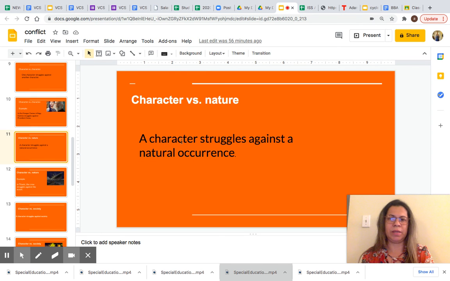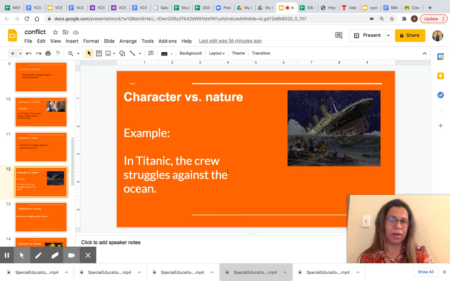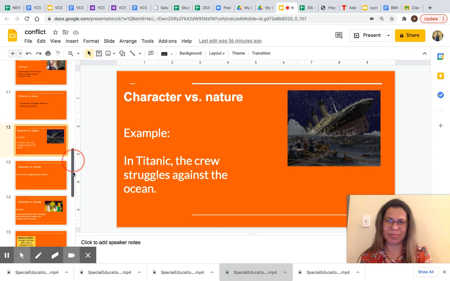Now, let's look at character versus nature. A character struggles against a natural occurrence. Example, in Titanic, the crew struggles against the ocean. As you can see in the image here, the Titanic is sinking, and now you can see everyone is here struggling against the ocean because they are trying to survive. So the opposing force in this case is the ocean.